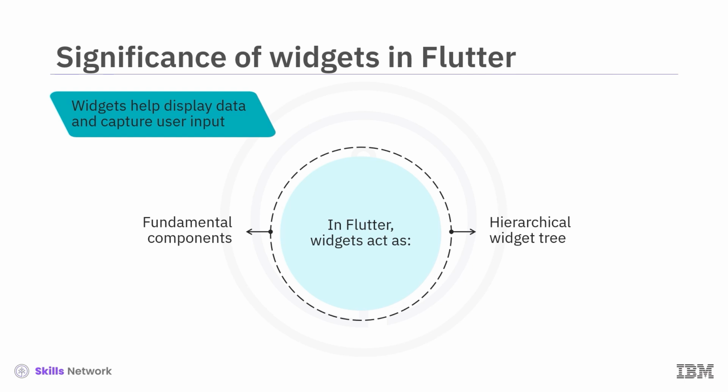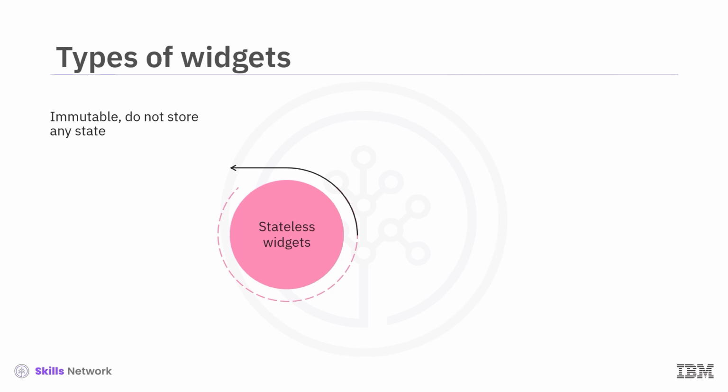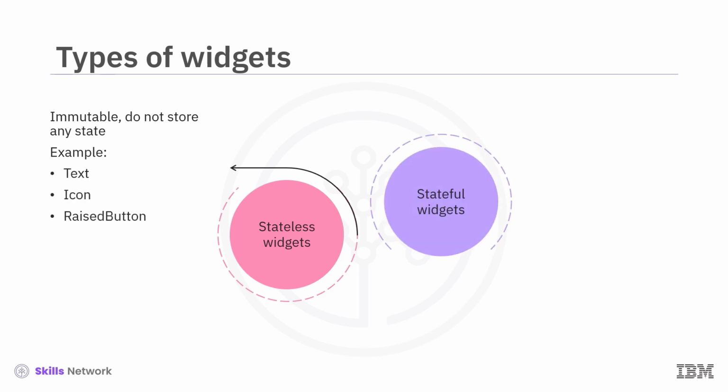Let's discuss the types of widgets Flutter offers. Widgets are classified as stateless and stateful. Stateless widgets are immutable and do not store any state, which means their properties remain constant once they are created. Examples of stateless widgets include text, icon, and raised button. Stateful widgets can maintain and manage the state, allowing them to update and change over time. Examples of stateful widgets include checkbox, radio, and slider.